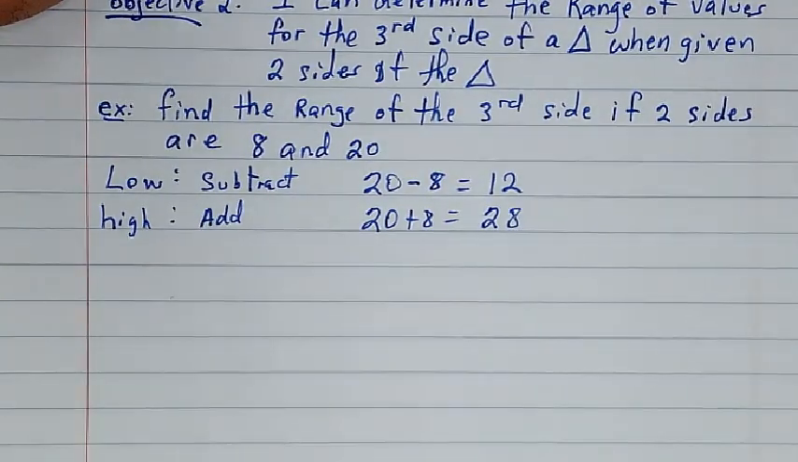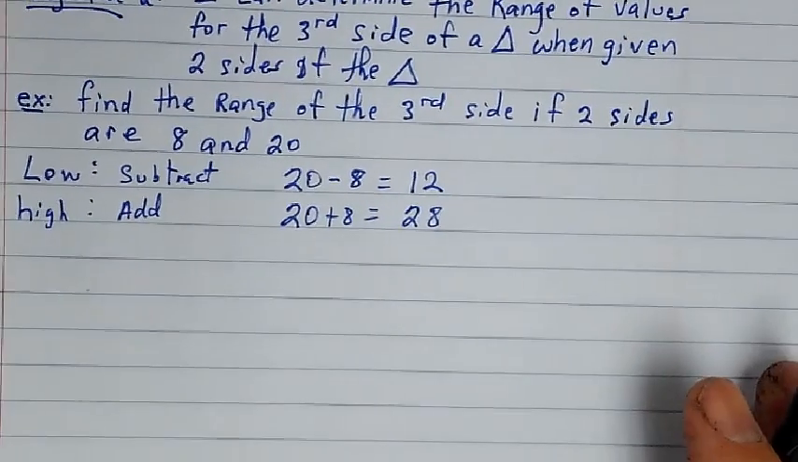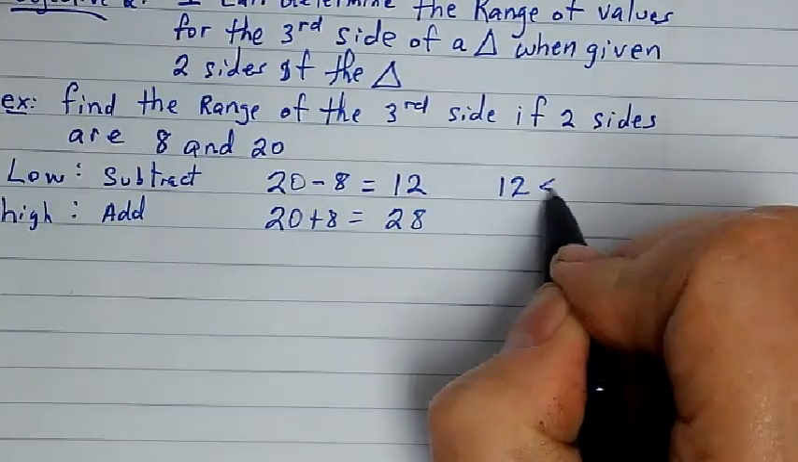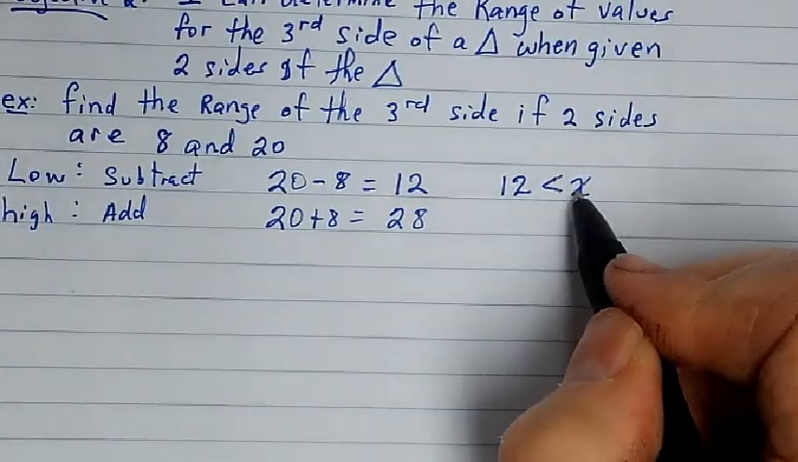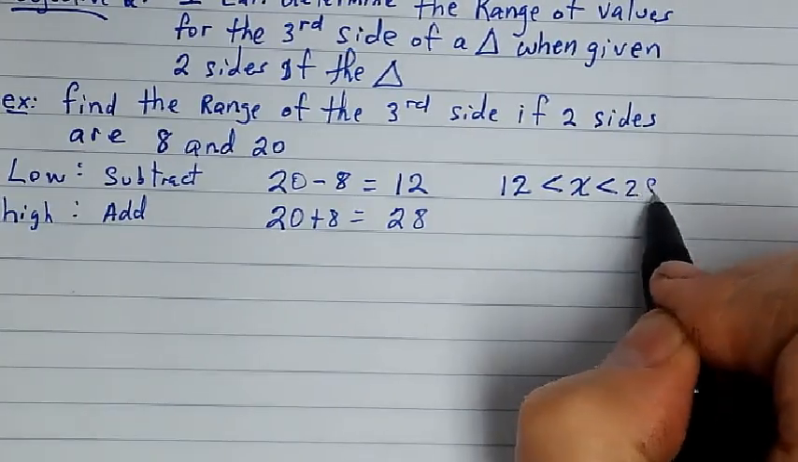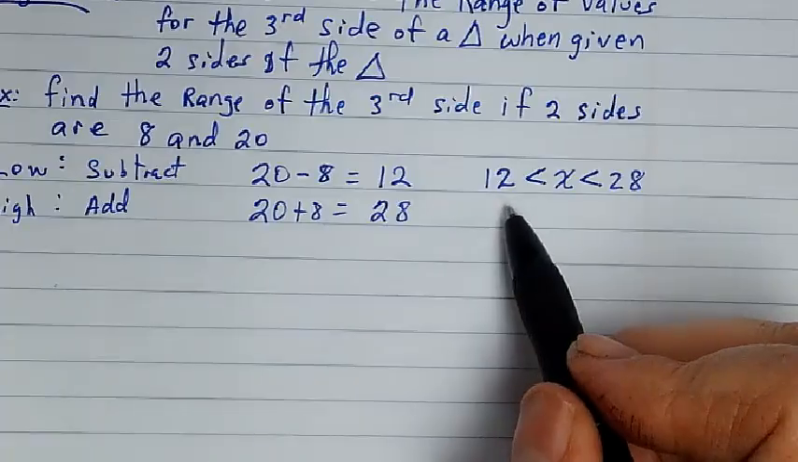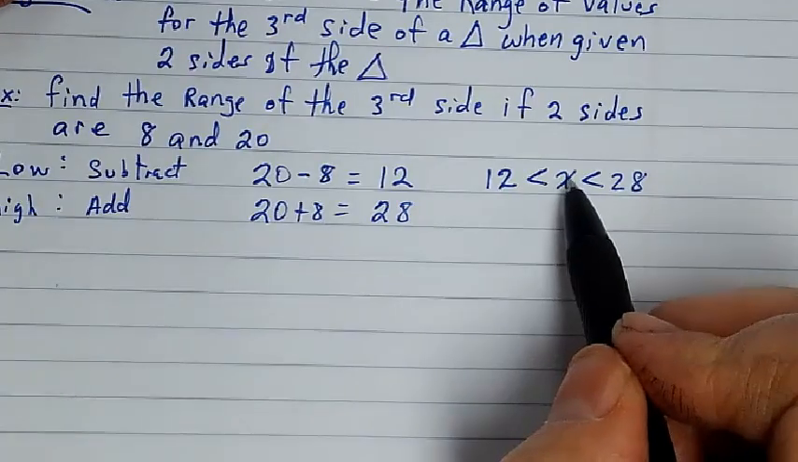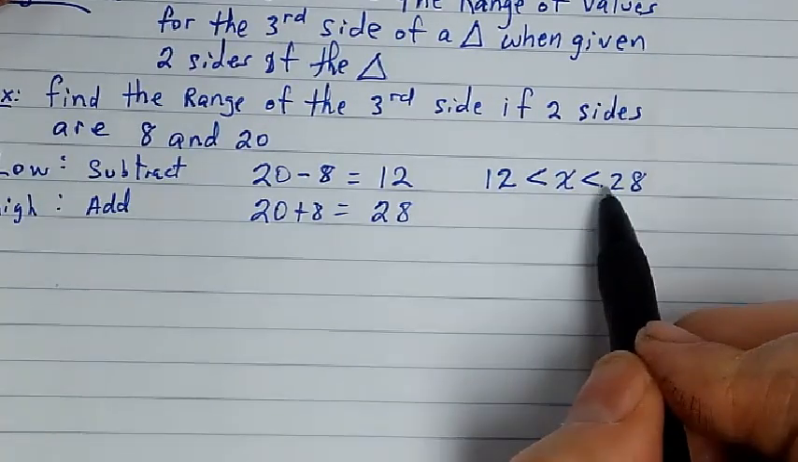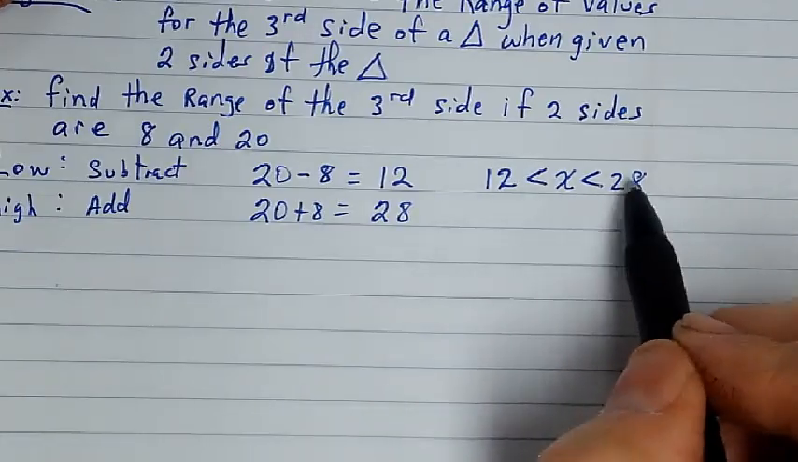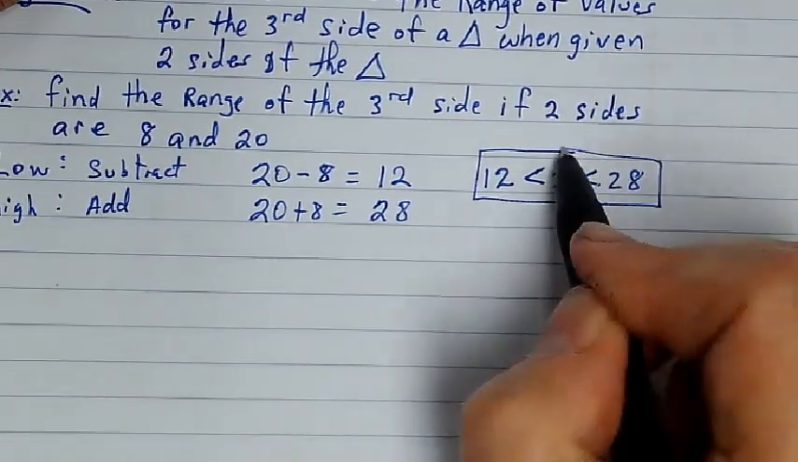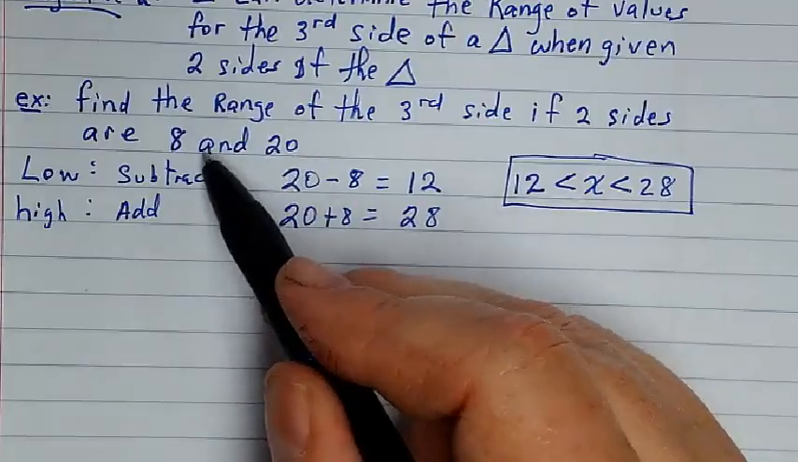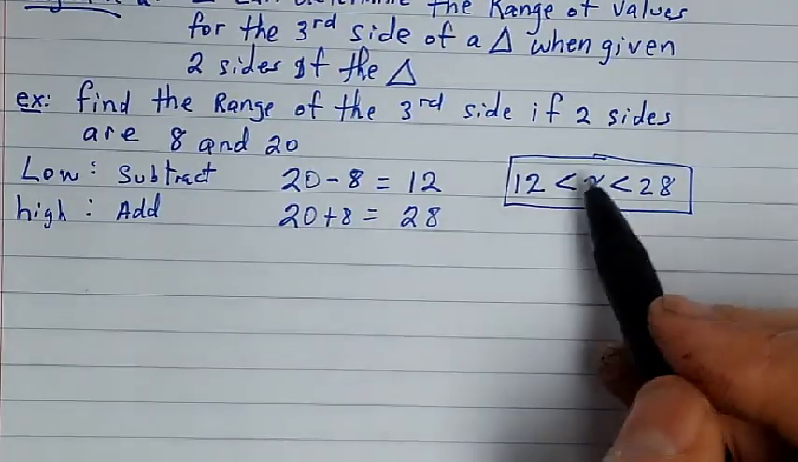So the way we write that algebraically is we put the low number here, we put a less than, then we put x, which represents the third side, then we put less than 28. So in algebra, that is an inequality that states that the third side has to be greater than 12, but at the same time it's got to be less than 28. So that's like saying between 12 and 28, and that's how you present your answer. So how do you find the low value? Subtract the two sides. How do you find the high value? Add the two sides and rewrite it like that. Any questions with that? Okay.